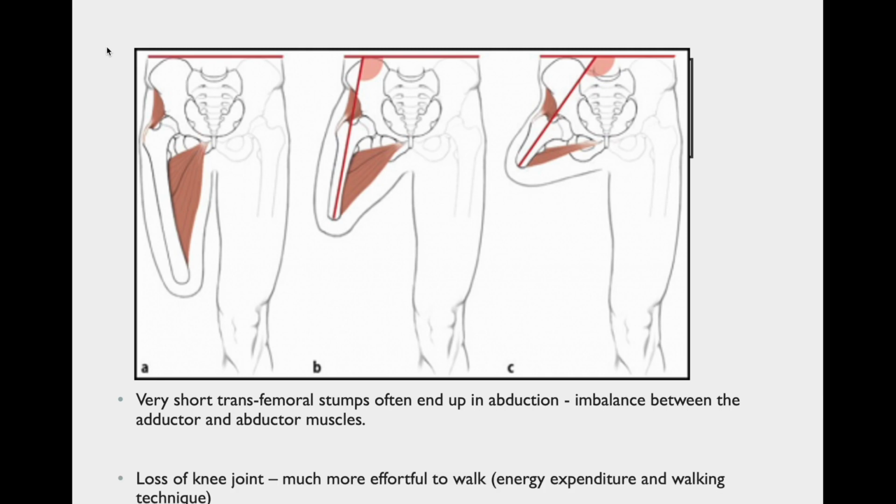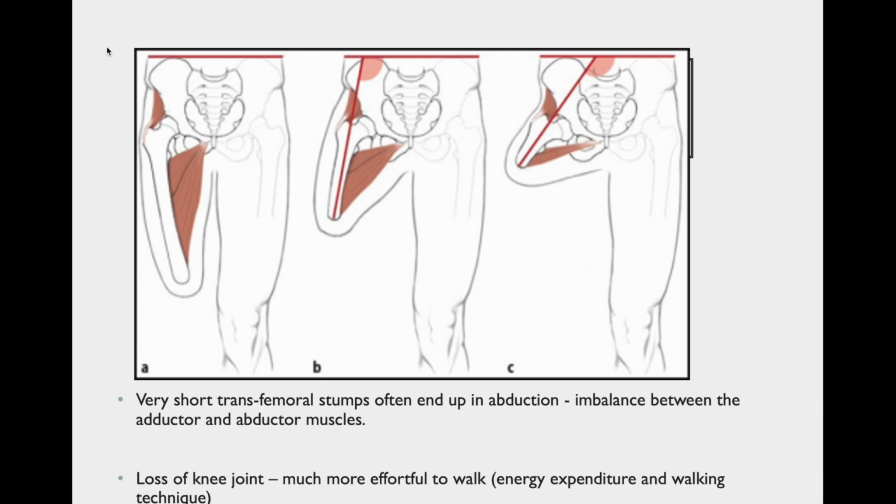With a transfemoral amputation, other than having a very short stump to control a long prosthesis, because the knee joint is lost, it's also much more effortful to walk with a transfemoral prosthesis. The walking technique with a transfemoral prosthesis is not particularly intuitive, and perhaps we can talk about that in the next presentation.